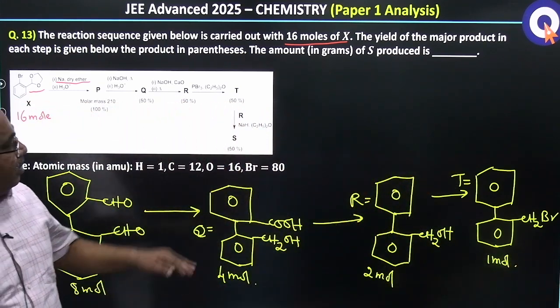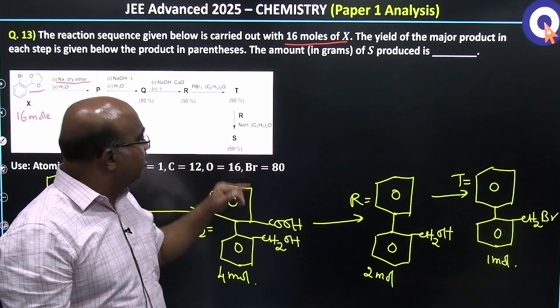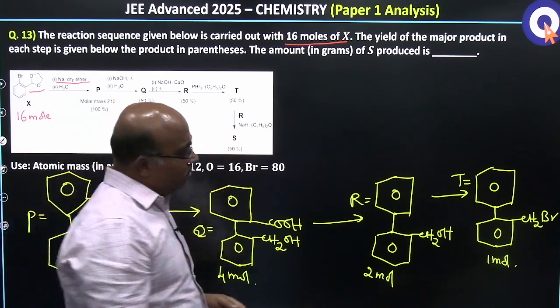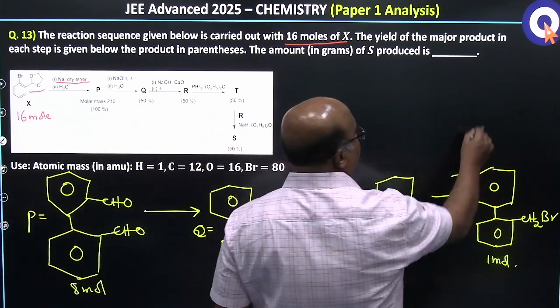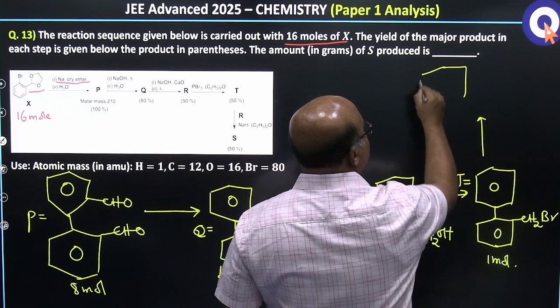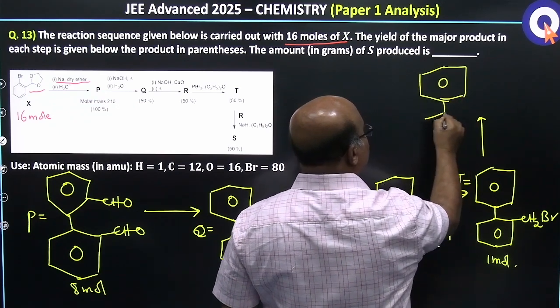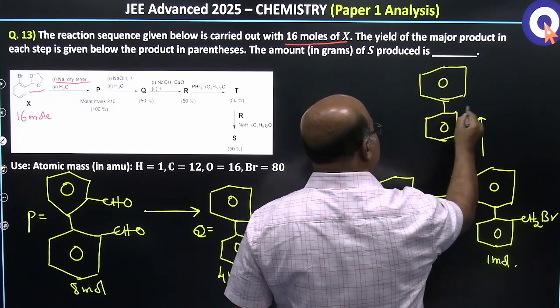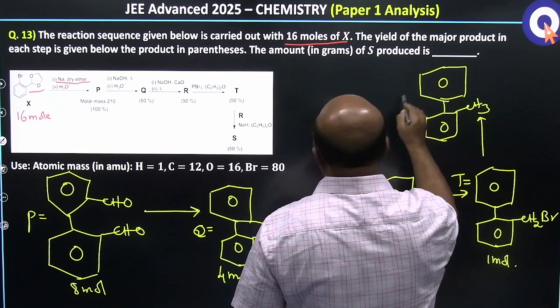Then the reaction of this with sodium hydride, that is a hydride donor reagent. Alkyl halides will convert into generally alkanes only. So it will convert directly into CH3. This is our S.